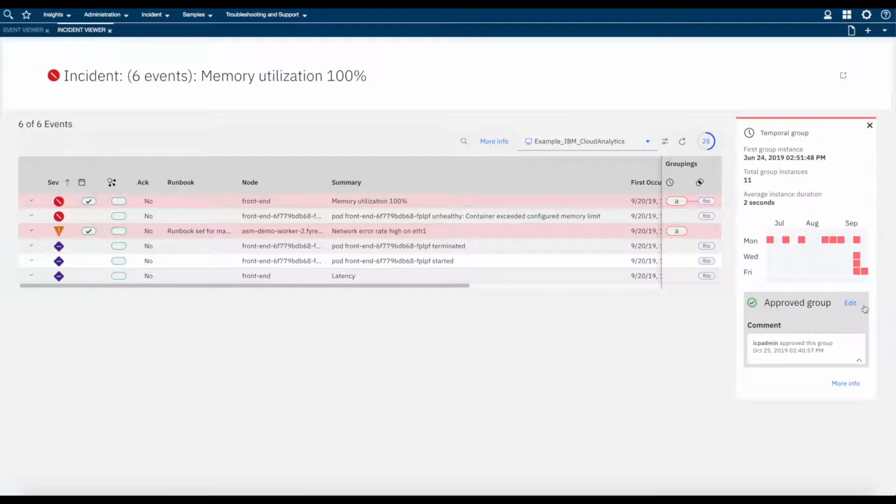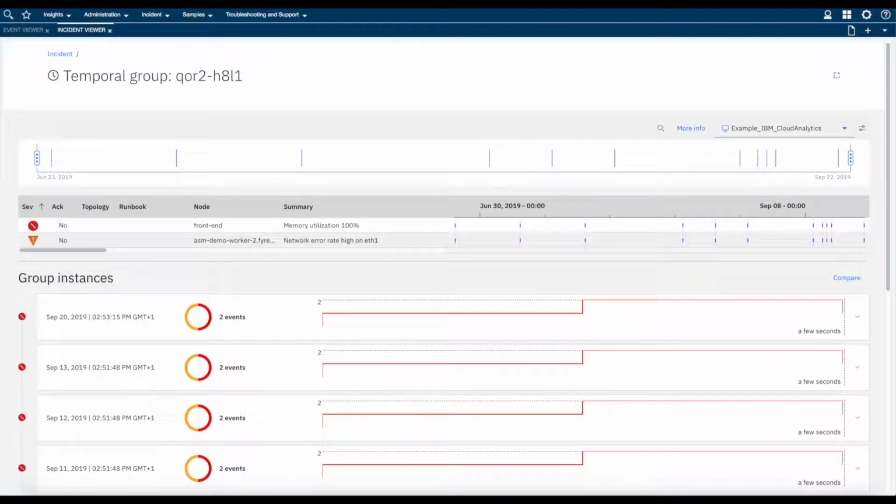And you can get information about who that operator was, if they left a comment about this group, and also when that comment was left. If the operator wants to see some more detailed information about this temporal group, they can click the More Info button. On this screen, we give the operator all the tools they need in order to investigate exactly what happened every time these two events have occurred.